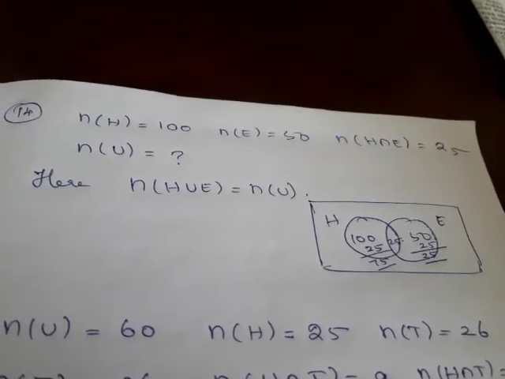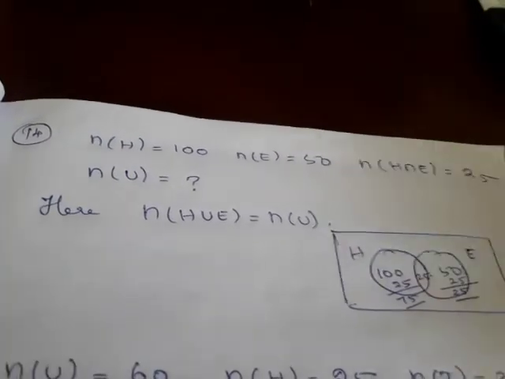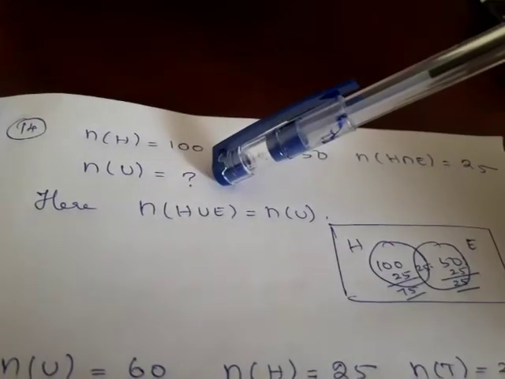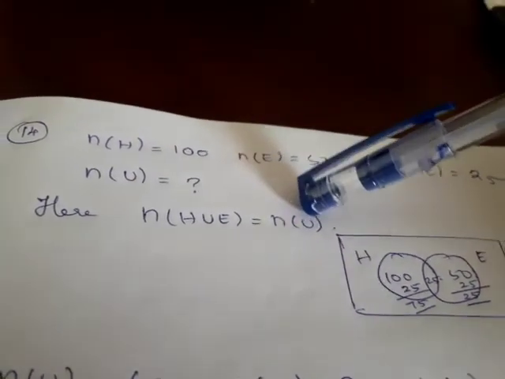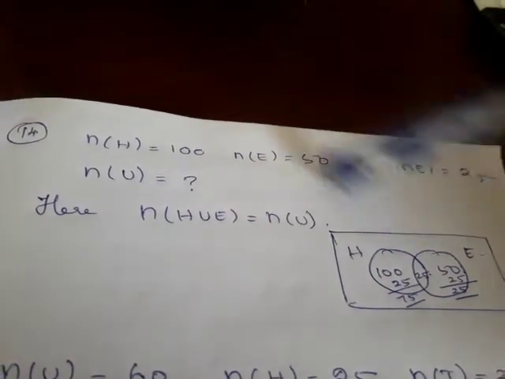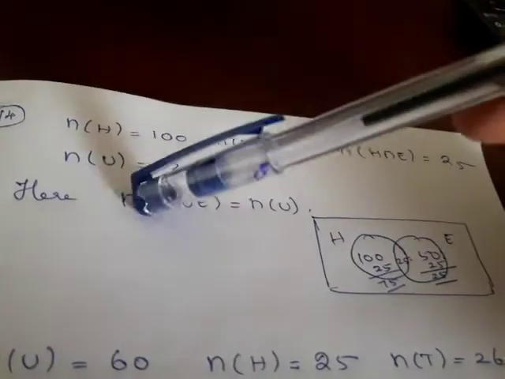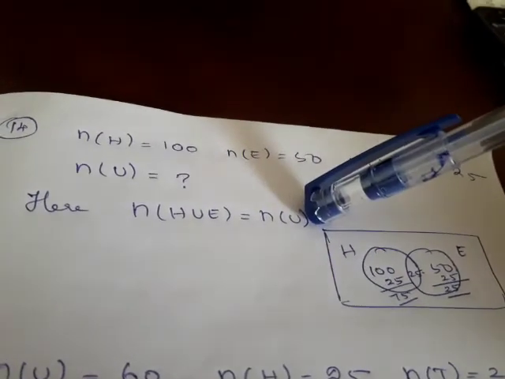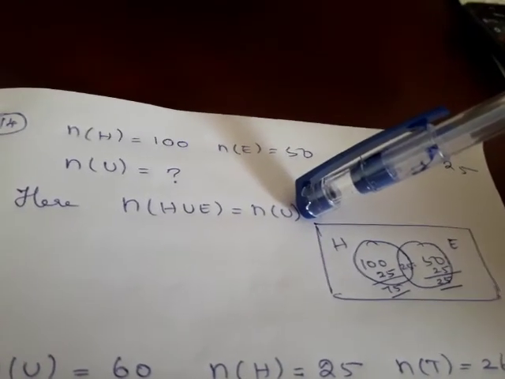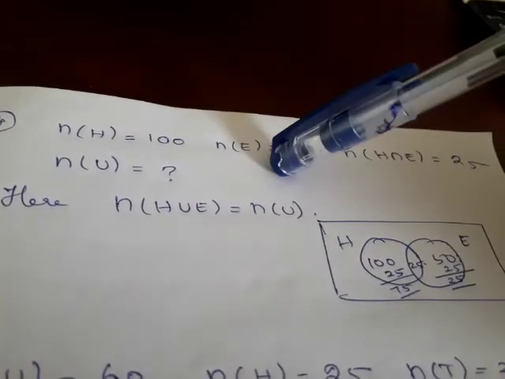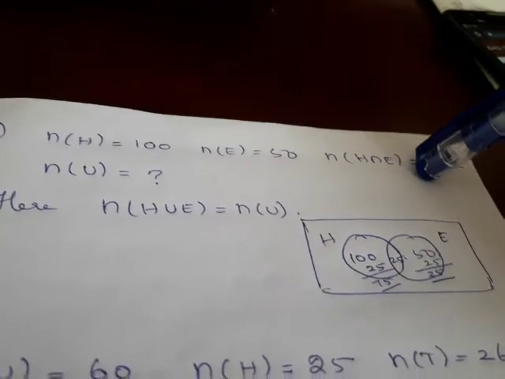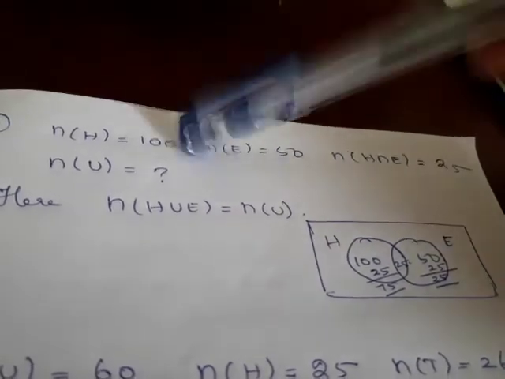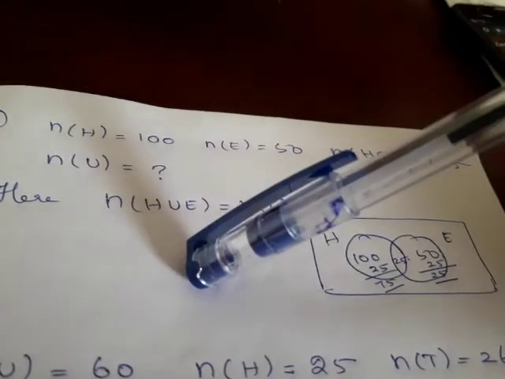So how many students are there in the group? They asked you to find what is N of U. Here N of U is nothing but N of H union E, because there are no students left out without speaking both the languages. This can be easily found out using the relation. N of H union E is N of H plus N of E minus N of H intersection E. If you write that relation and substitute the values, you can very well get the answer.